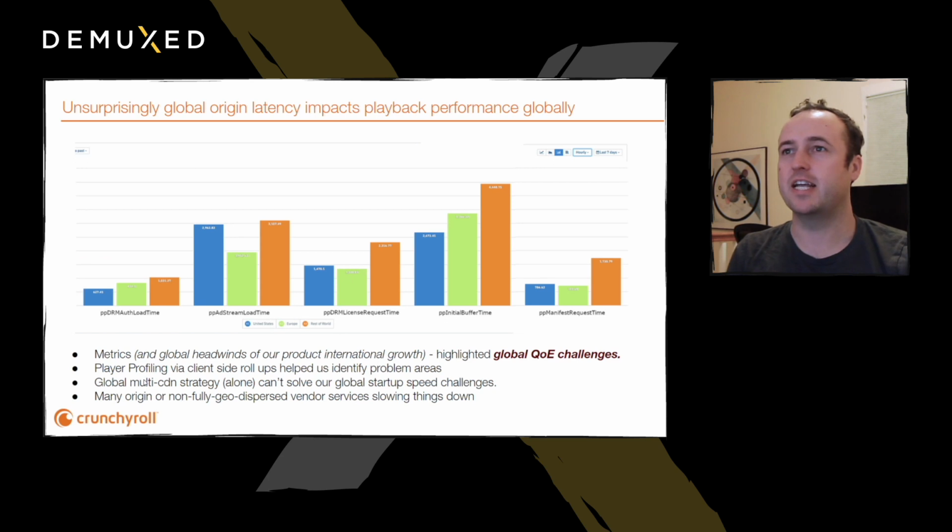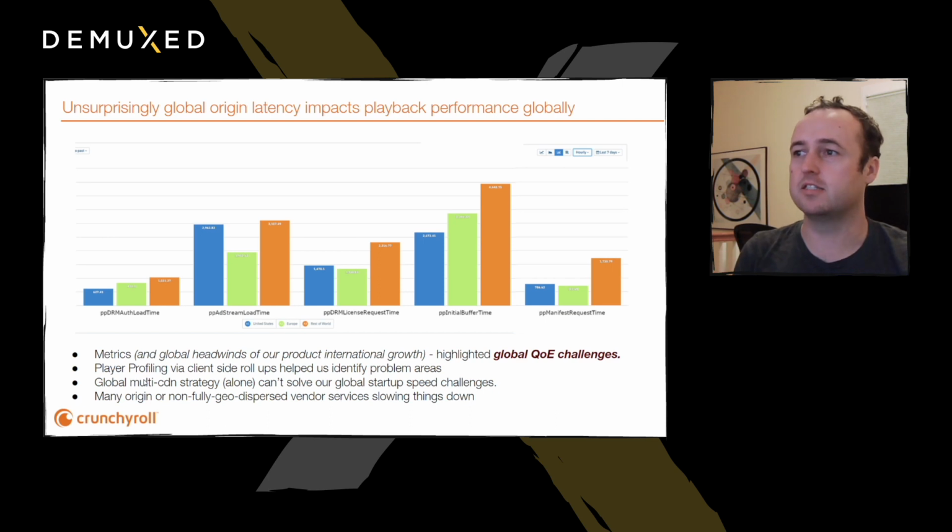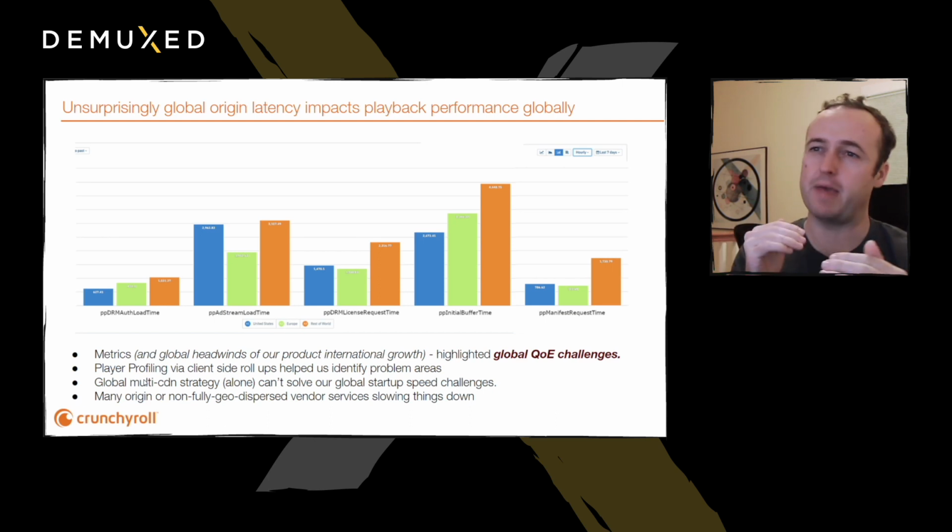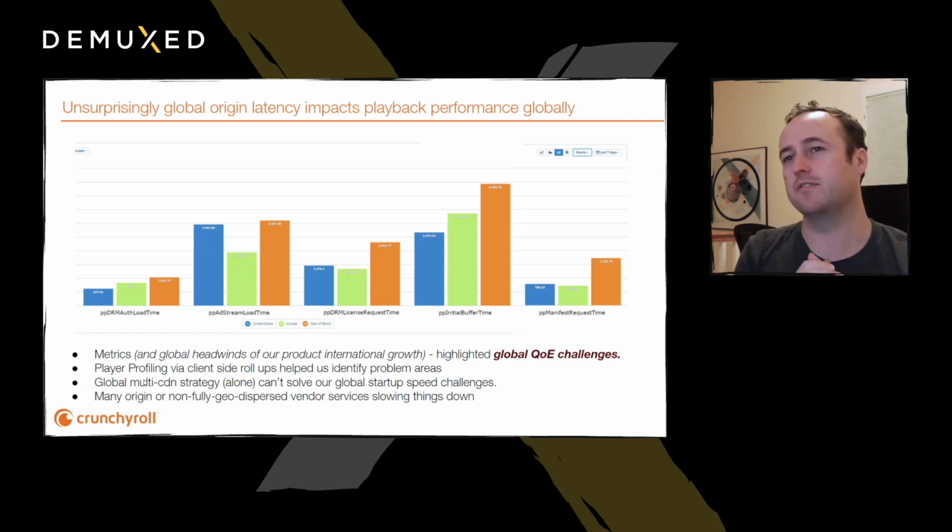Once we started looking at this data, unsurprisingly, global origin latency impacts playback performance globally. So we got a lot more details. This is also during a time where Crunchyroll had an increased traffic load through international audience, and it really started to become very apparent that different aspects of our player build out were being impacted pretty negatively by having to come all the way back to our centralized origin location.